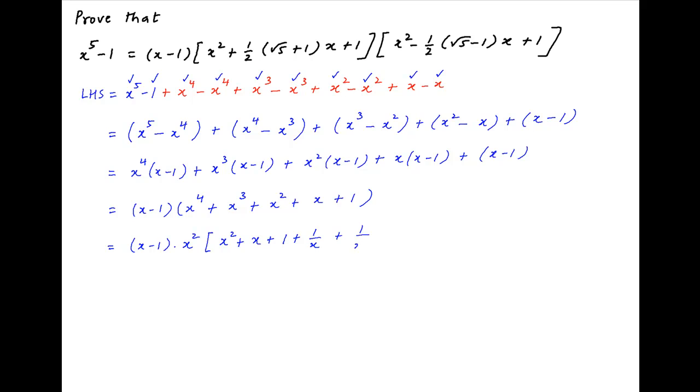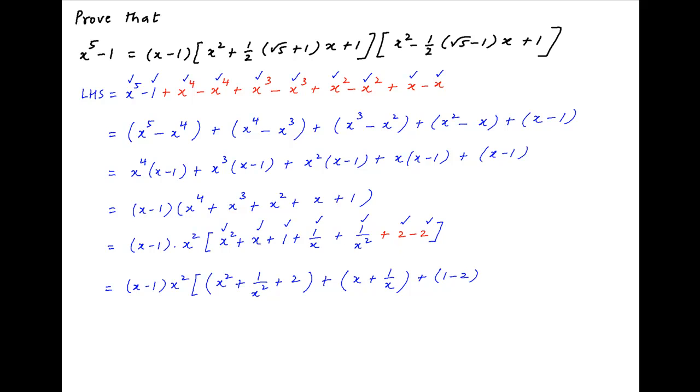And this is equal to x minus 1 times x square multiplied by in brackets x square plus x plus 1 plus 1 upon x plus 1 upon x square. Now add and subtract 2 inside the square brackets, and therefore the left hand side can be written as x minus 1 times x square multiplied by in brackets x square plus 1 upon x square plus 2 plus x plus 1 upon x plus 1 minus 2.